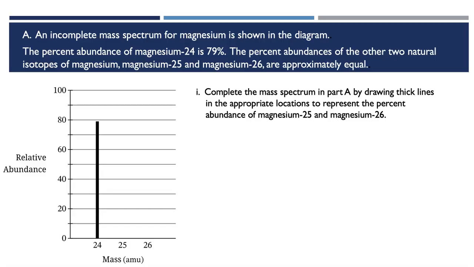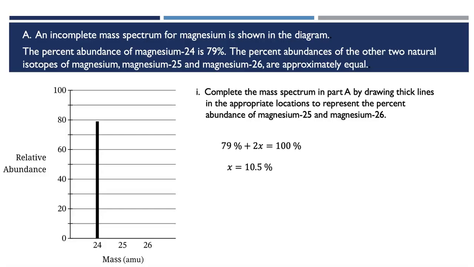Now we're told that these two are approximately equal. The heights of the lines of the graphs that we draw should be the same height. So 79% is what we know. There's two of them. They're equal. Let's set that to be equal to x. That's going to add up to 100. So when we solve for x, we get 10.5%. And so we need to draw lines at 25 and 26 that go up to 10.5.